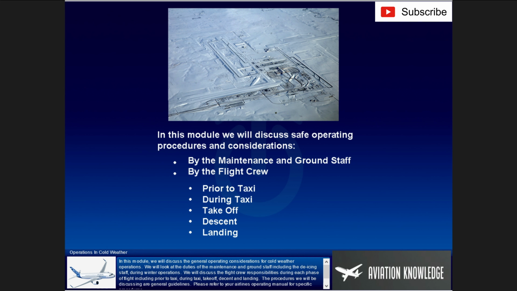In this module, we will discuss the general operating considerations for cold weather operations. We'll look at the duties of the maintenance and ground staff, including the de-icing staff, during winter operations. We'll discuss the flight crew responsibilities during each phase of flight, including prior to taxi, during taxi, takeoff, descent, and landing. The procedures we will be discussing are general guidelines. Please refer to your airline's operating manual for specific procedures.